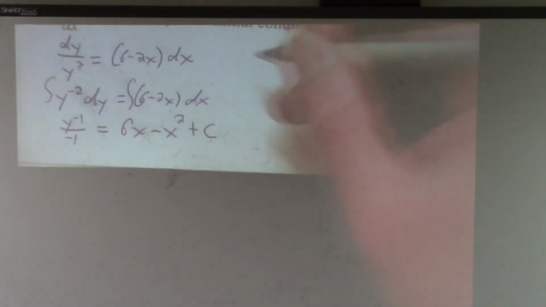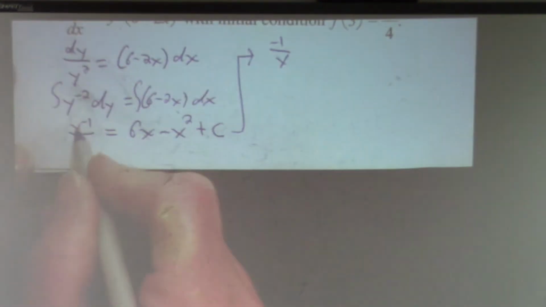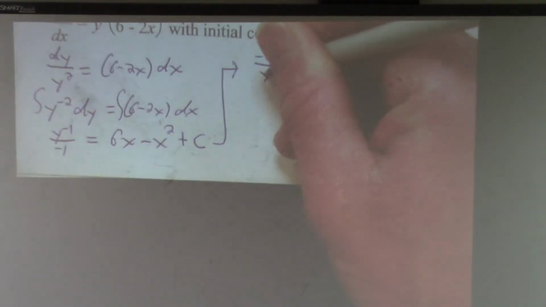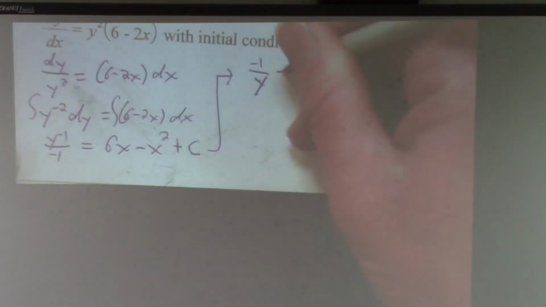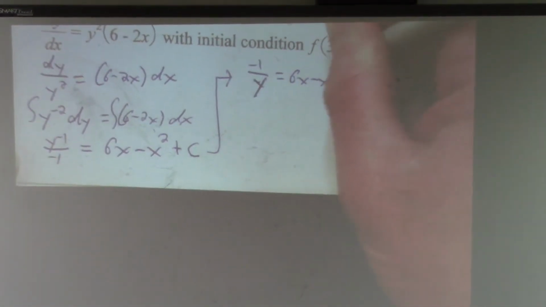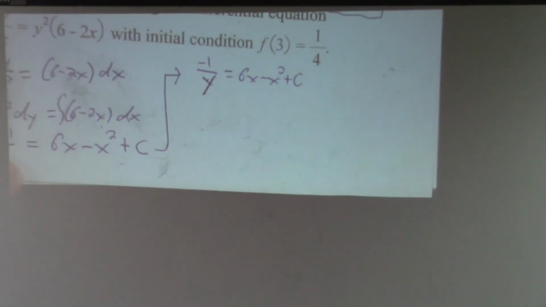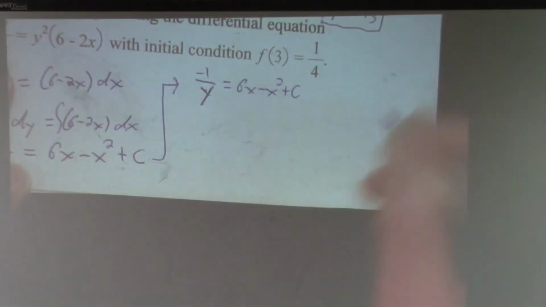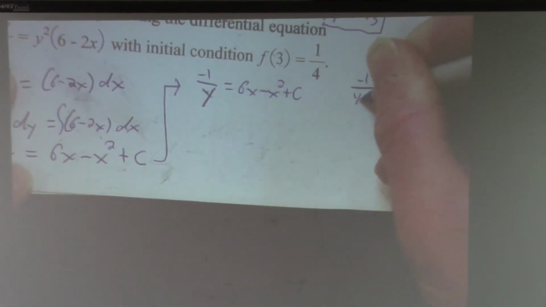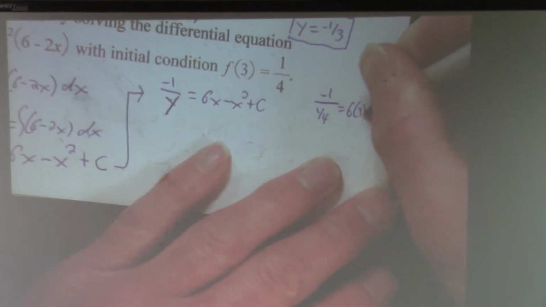And so to do that, let me get this ready for algebra though, because we don't want to leave this like this. We know that's negative 1 over y, not x, negative 1 over y, equals 6x minus x squared plus c. So let's go ahead and earn that next point by using the initial condition. So it says that when x is 3, y is 1/4. So let me put in a 1/4 for y and a 3 for x.